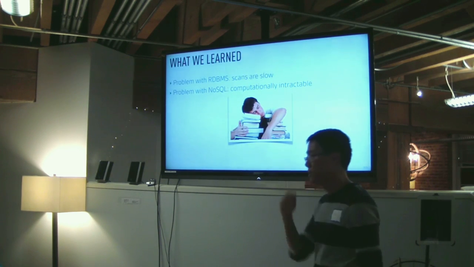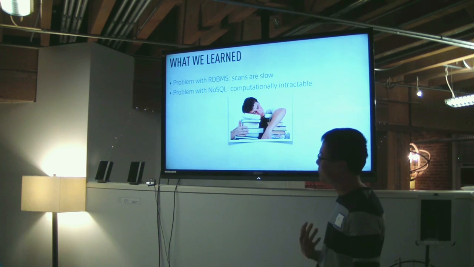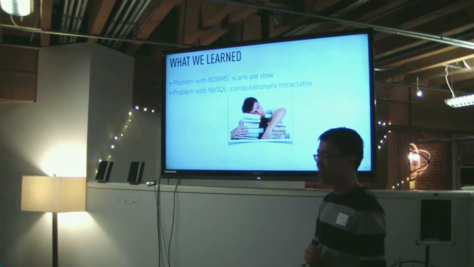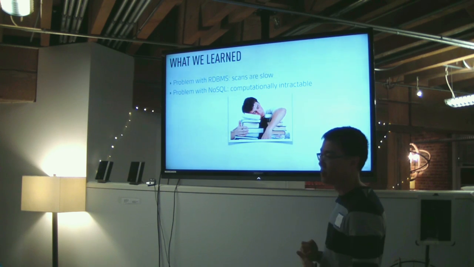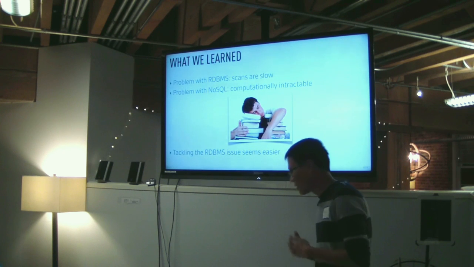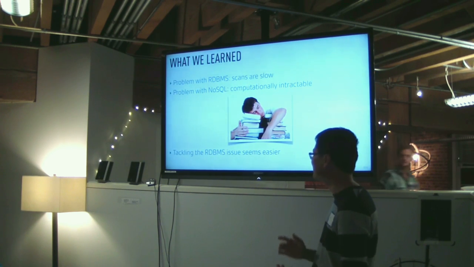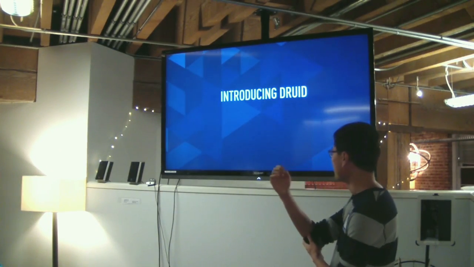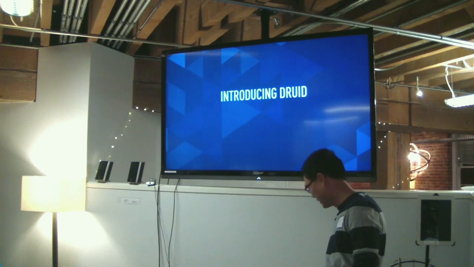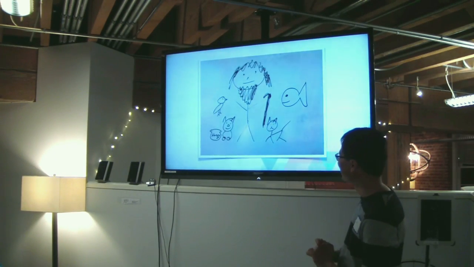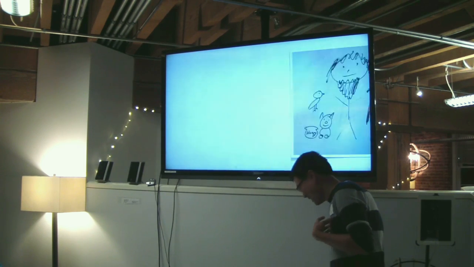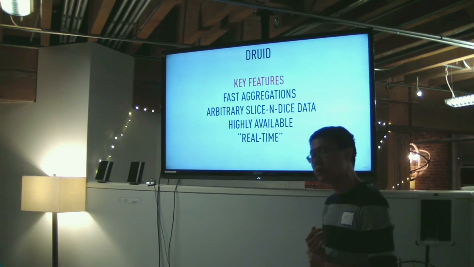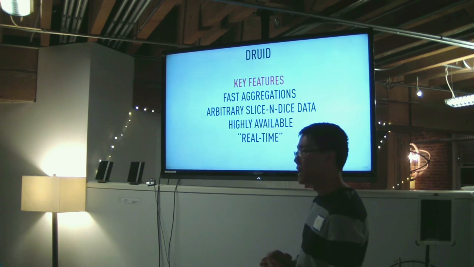So we looked at what we learned from the two solutions that we tried, and we realized the problem with relational database management systems was that scan speed tended to be somewhat slow. The problem with NoSQL key value stores was that pre-computation time took too long. And we thought maybe it's a little bit easier to solve the problems that we saw with relational database management systems. So around mid-2011, we really started building out Druid. Druid, that's our logo, by the way. It's a bit of a work in progress right now. Druid is a distributed column-oriented data store. And Druid is really built from the ground up to be able to add numbers really, really quickly.